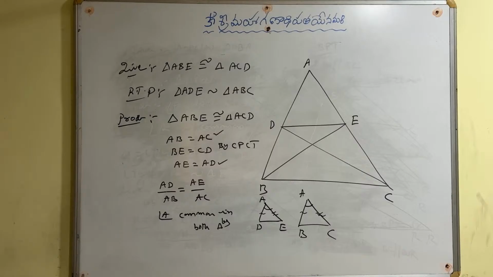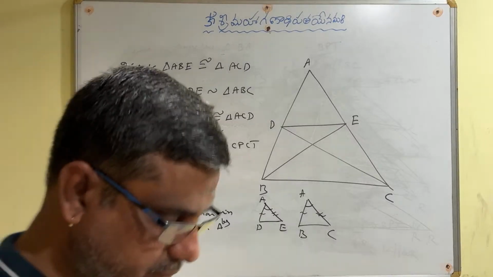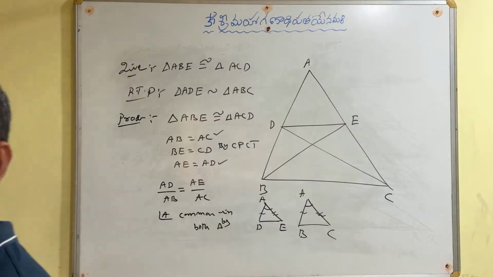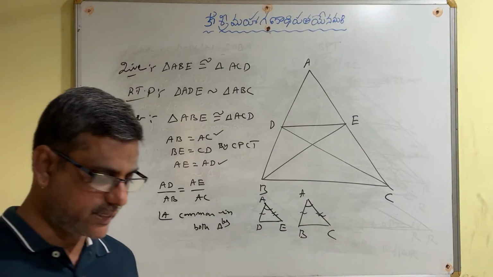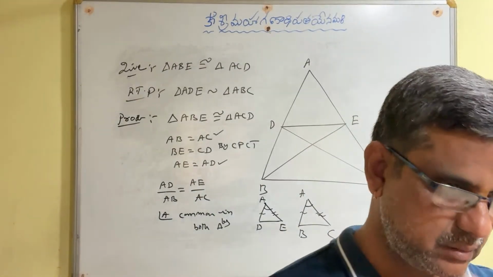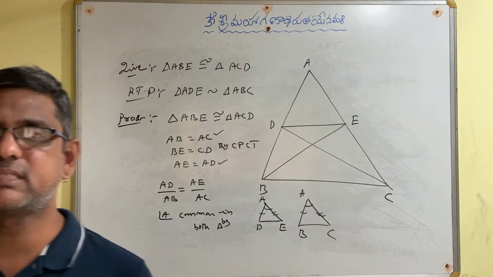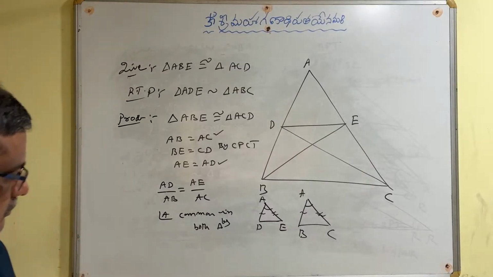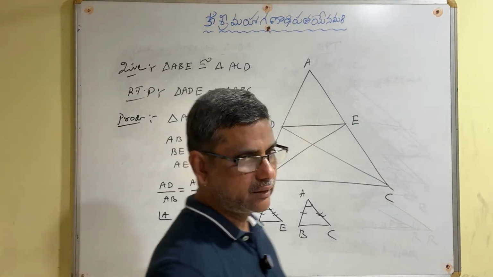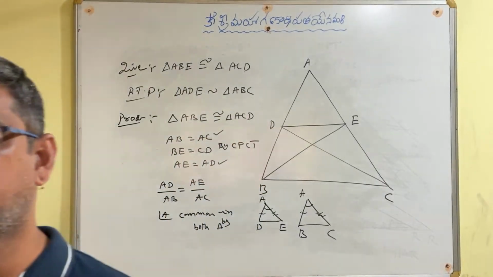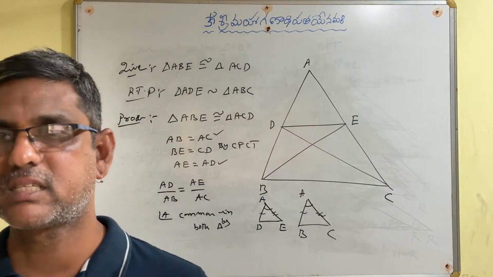Okay, so 6 problems are done. Remaining 9 problems are there. We will see them tomorrow in the class. Either tomorrow morning or tomorrow evening this chapter will be done. And the day after tomorrow, that is on Friday, I'll start circles.